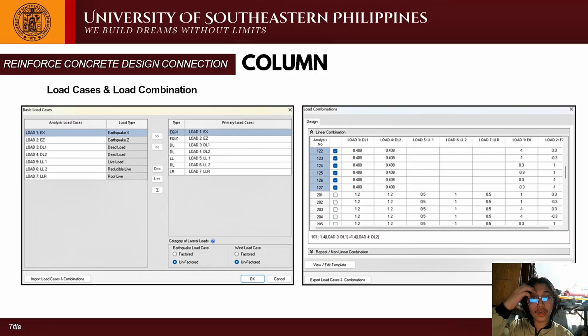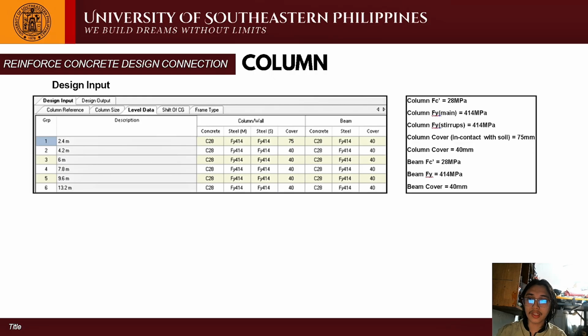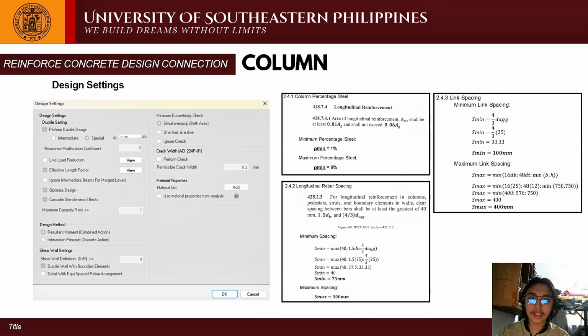For the column, we also considered the load cases and load combinations. For the column it is series 1000, and it is unfactored load. For the process, we consider the design input, which are the steel properties and the covering. And for the design settings, this is the input and the process: the column percentage steel, longitudinal bar spacing, and link spacing.